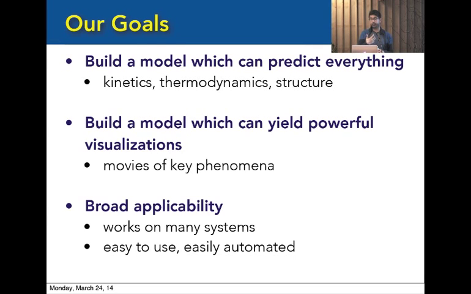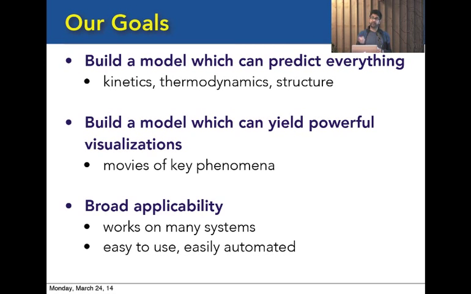The first is that we want to build a model that can predict anything. So we want to predict kinetics, thermodynamics, and structure, not just structure or not just thermodynamics. We want to be able to do everything. Secondly, we want to gain some visualization of what's going on and really come up with trajectories in movies so we can watch what's going on. But finally, we want something with reasonably broad applicability, something that's not just useful for protein folding or just useful for GPCRs, but something that we can apply broadly to protein dynamics.